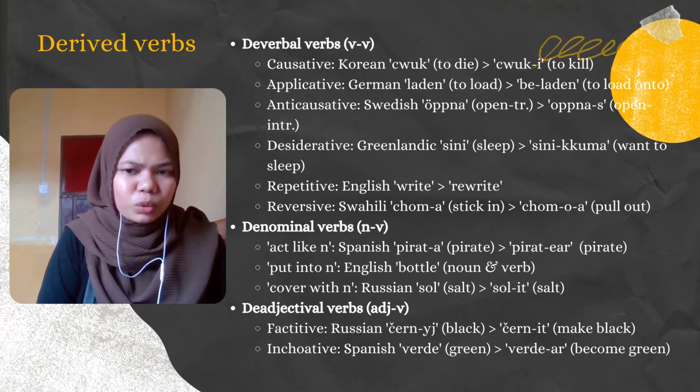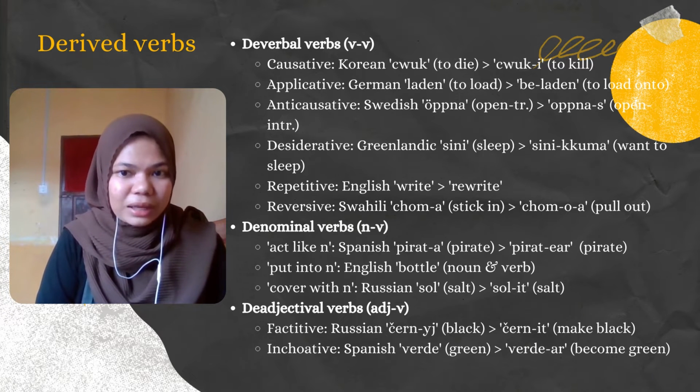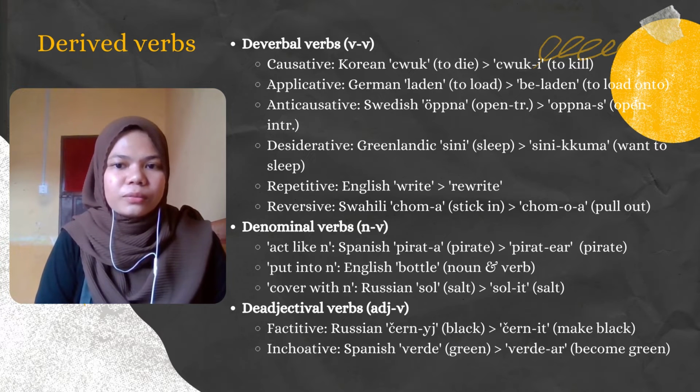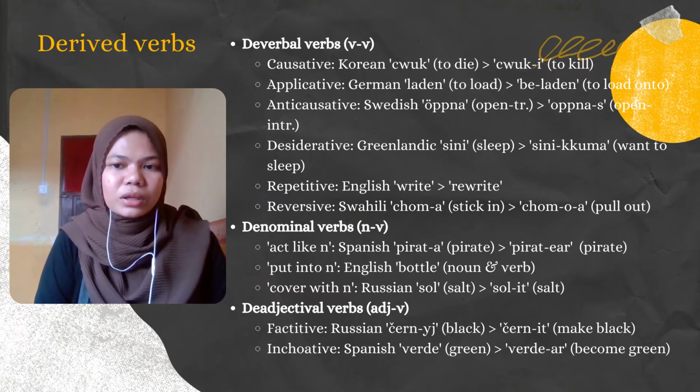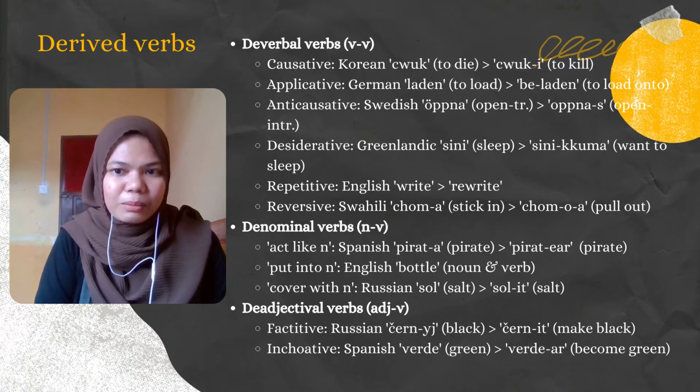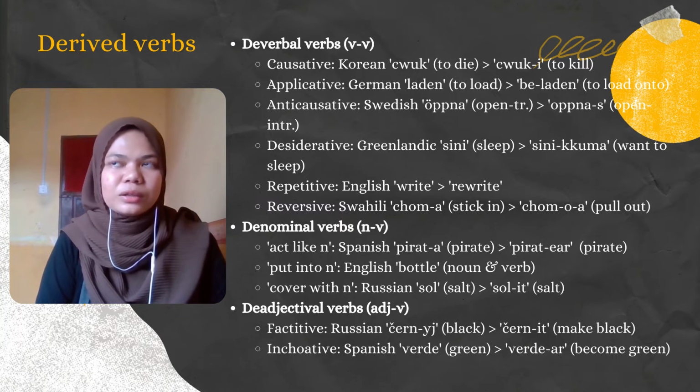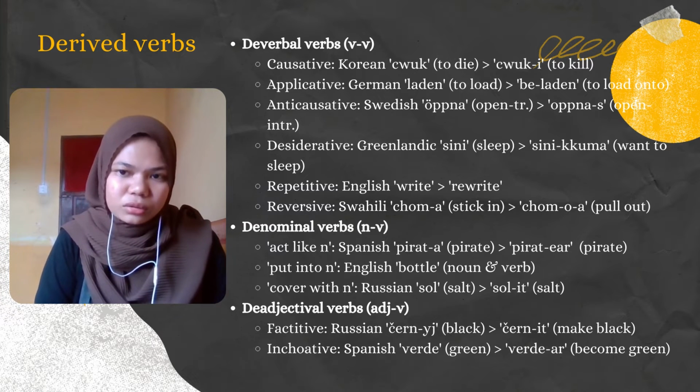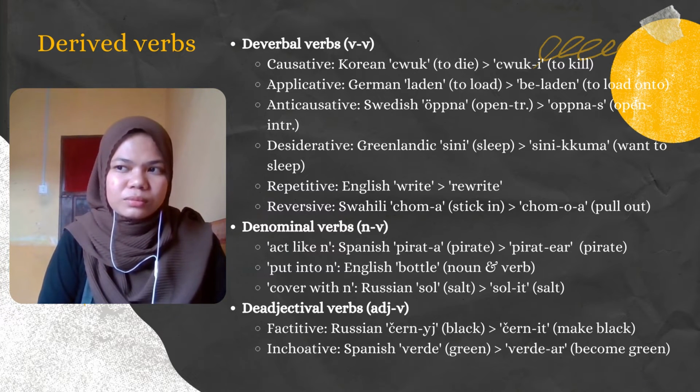The difference between these two, factitive and inchoative, is that for factitive, the verb is when someone or something makes it like that. But for inchoative, the process was natural or happened by itself.